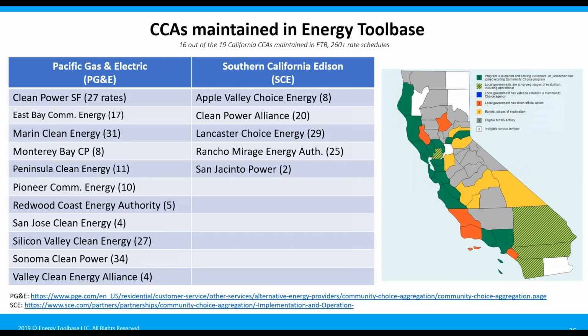As you can see here, we maintain quite a bit of the CCAs, and at the moment it is 16 out of the 19 total programs for the investor-owned utilities in California. This breaks down to 5 CCA programs for SCE and 11 CCA programs for PG&E, totaling over 260 CCA rates currently available in our database. Community choice rate tariffs are reviewed on a monthly basis for updates, and they also get updated every time their associated IOU has new effective charges. This allows our customers to have the most up-to-date information in our database and saves a lot of time.